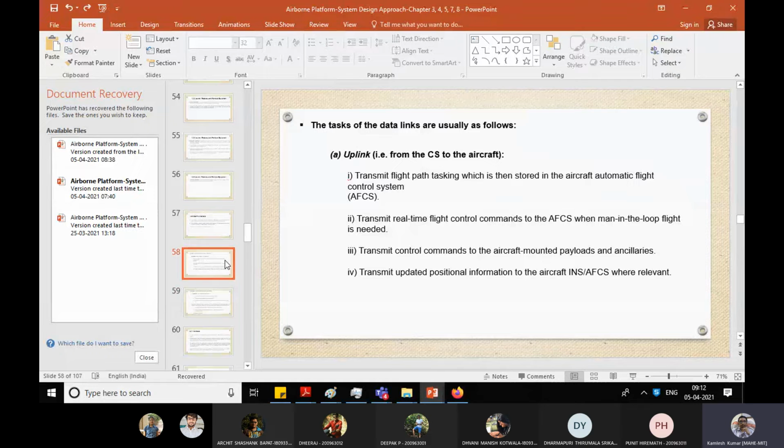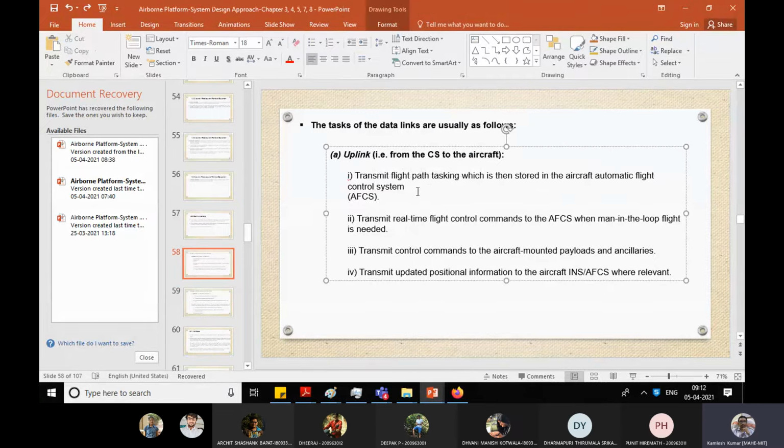Okay, and what is there? It transmits the flight path tasking, which is then stored in the aircraft's automatic flight control system. Normally what happens is, when your aircraft is on the runway, they will do all the pre-planning, correct? But they are not going to upload it, because you are not doing an autonomous takeoff. Someone is going to take off. After takeoff, only when it reaches a particular waypoint are you uploading your autonomous data, correct?